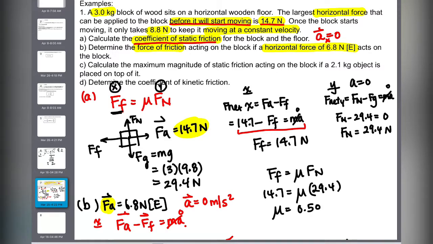My acceleration is 0. So if I have FA, which is 6.8, minus FF equals 0, that means you have calculated that the force of friction, you're going to move the FF to the other side, is also equal to 6.8 Newton to the west.